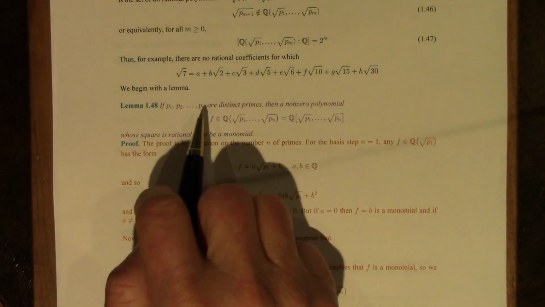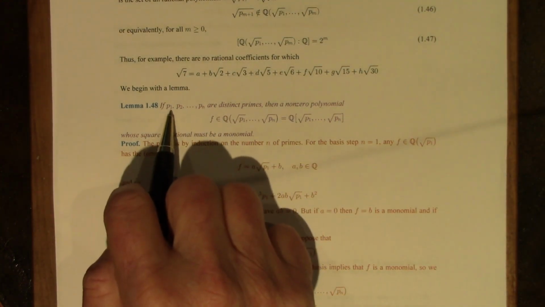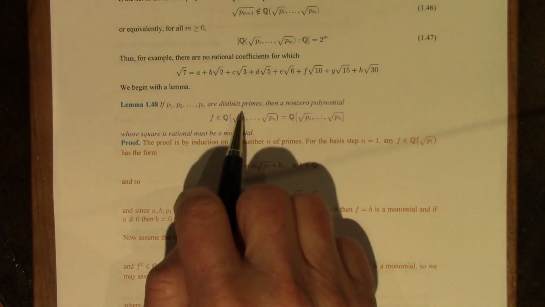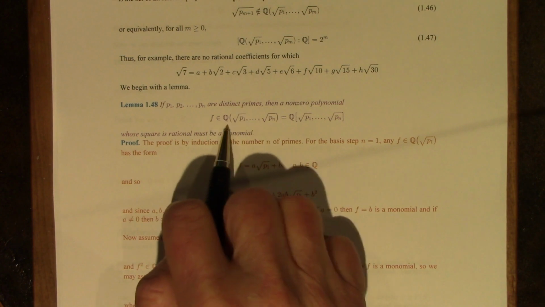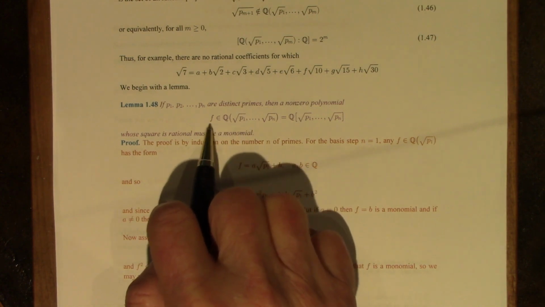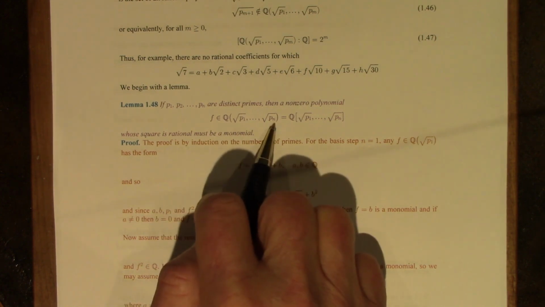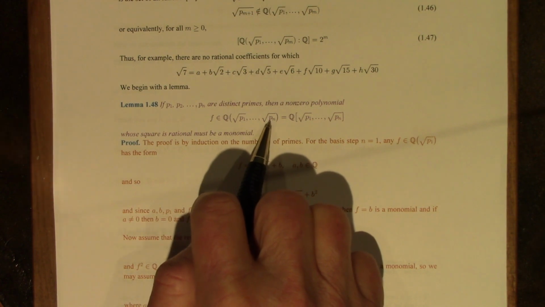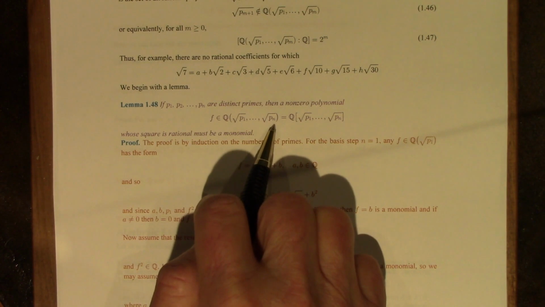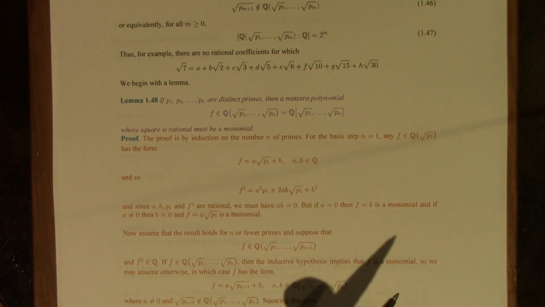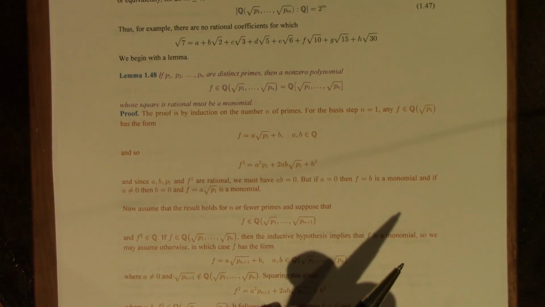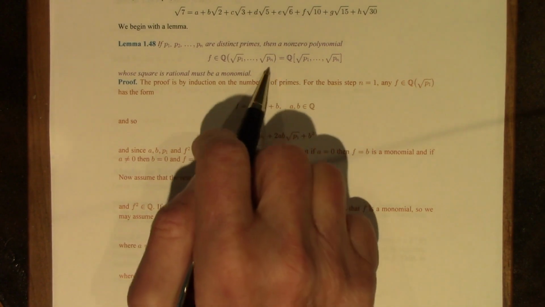So first we have a lemma. If P1 through Pn are distinct primes, then a non-zero polynomial, in other words, a non-zero element f of this field, whose square is rational, must be a monomial, a single-term polynomial. And the proof is by induction on the number n of primes.